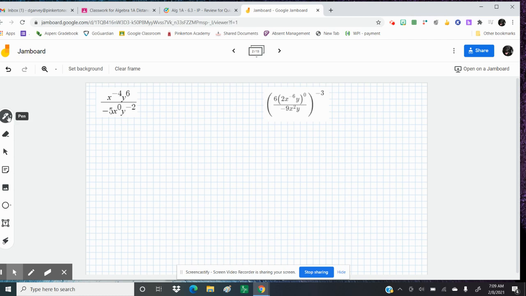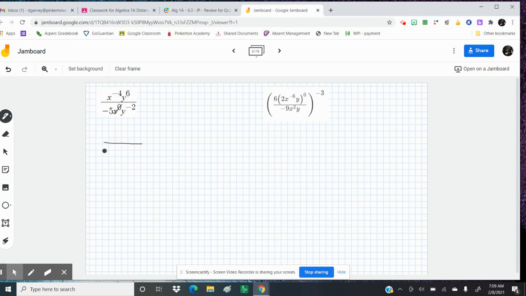All right, so this here is number 5 and number 6 on the review. So let's go through this. So the first thing I do when I take a look at this is I see this x to the 0. So I'm just going to cross that out because I know x to the 0 is just 1. Then the next thing I do is I'm going to take all these negative exponents and put them where they belong. So I'm just going to draw a line.